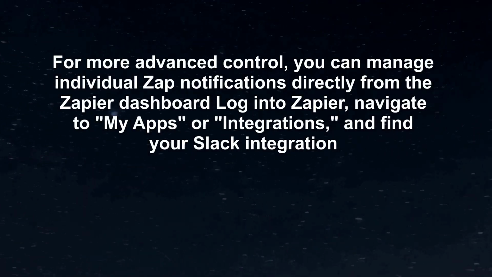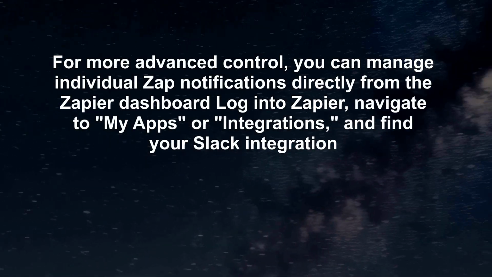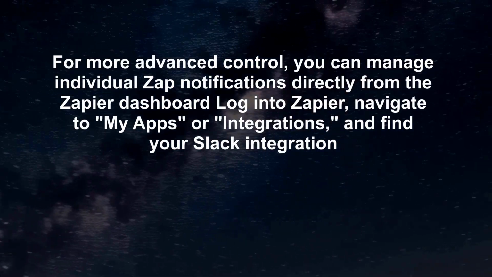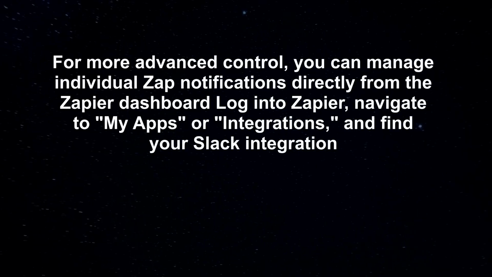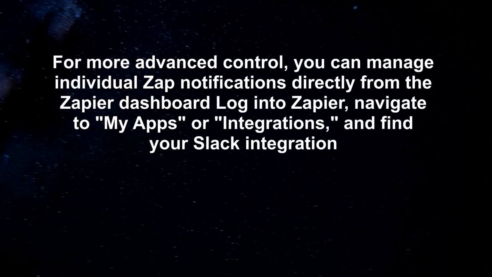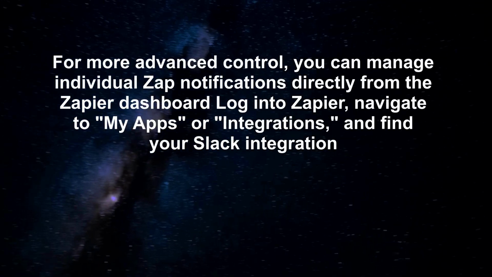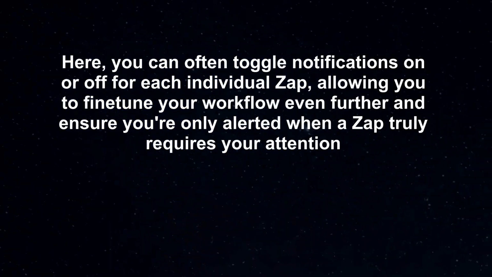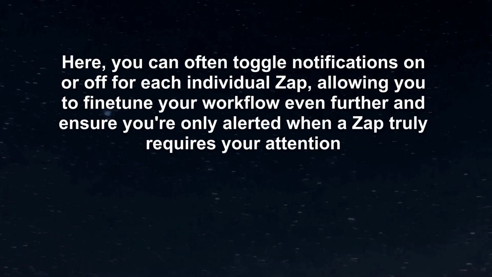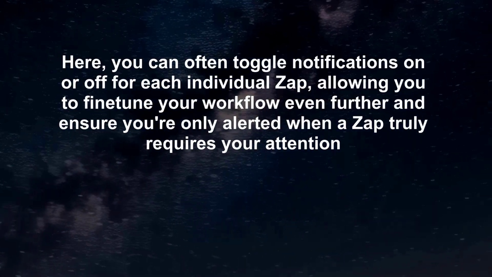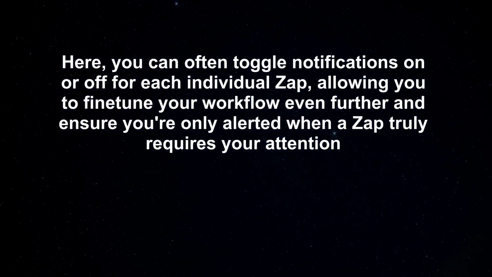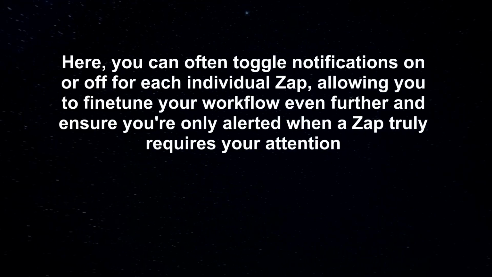For more advanced control, you can manage individual Zap notifications directly from the Zapier dashboard. Log into Zapier, navigate to My Apps or Integrations, and find your Slack integration. Here, you can often toggle notifications on or off for each individual Zap, allowing you to fine-tune your workflow even further and ensure you're only alerted when a Zap truly requires your attention.